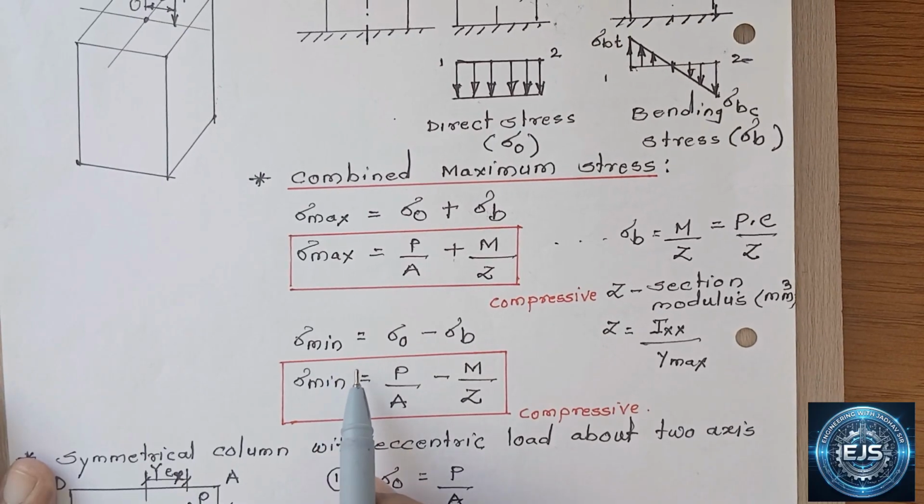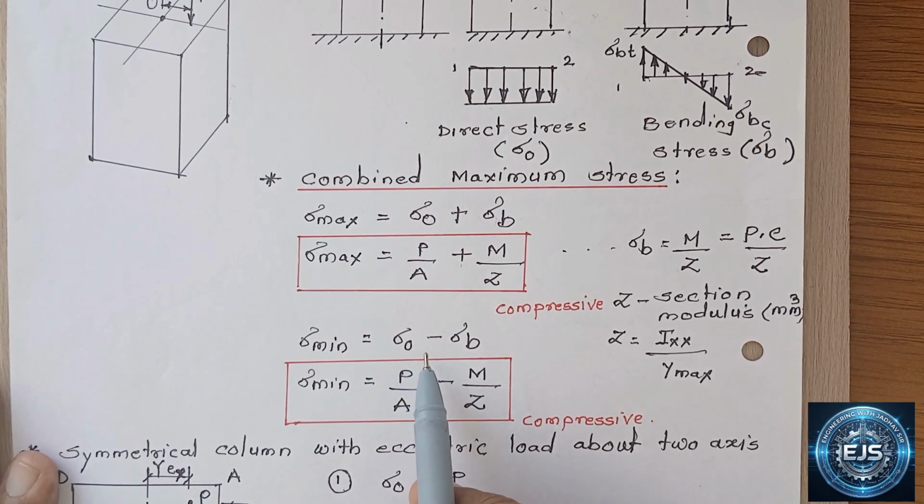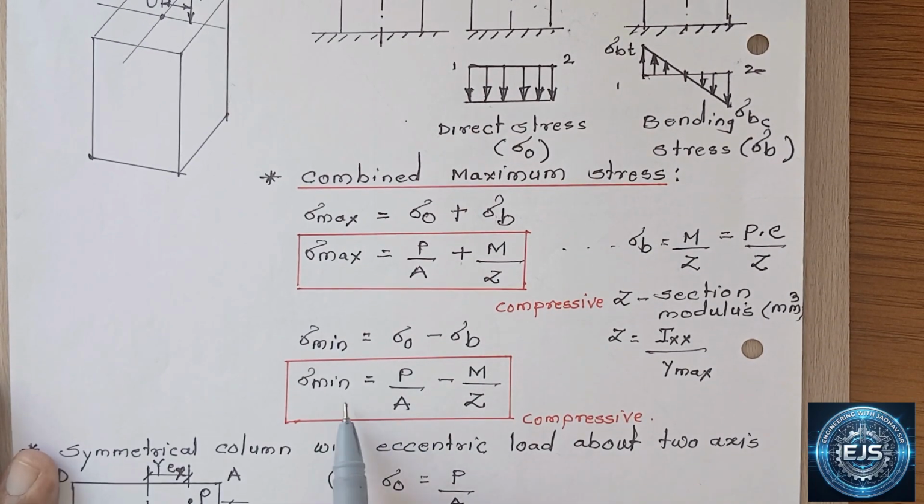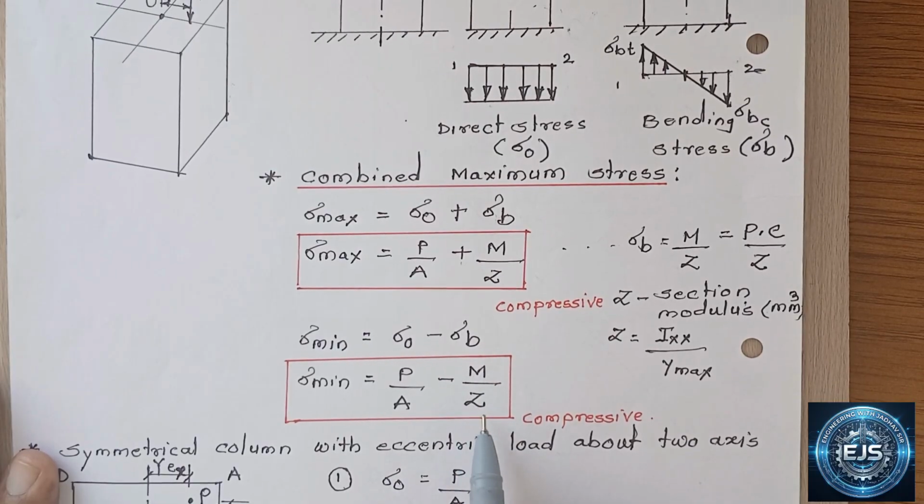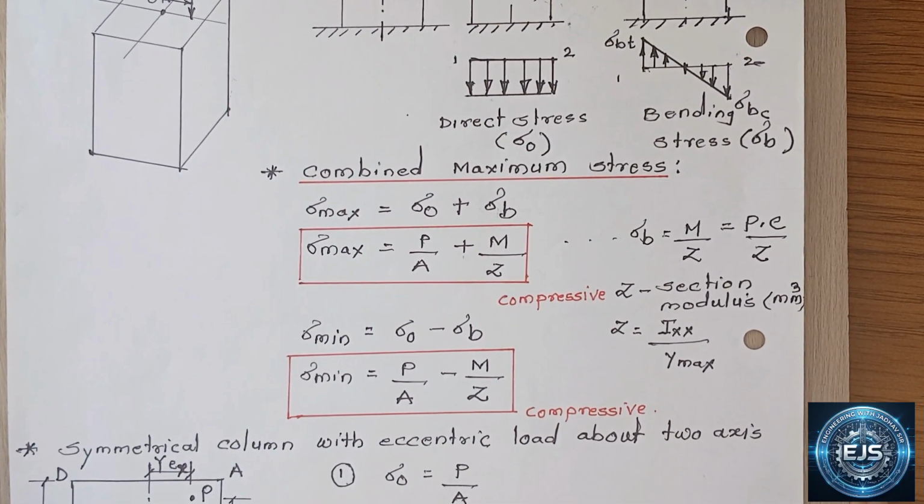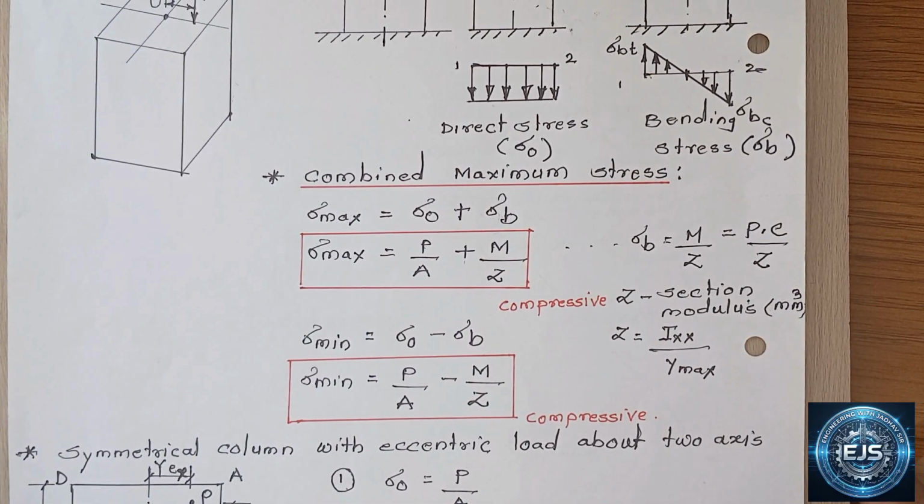Now minimum stress, combined minimum stress, sigma min is equal to sigma naught, that is direct axial stress, minus sigma b, where sigma minimum is equal to axial stress P by A minus M by Z. This is also compressive. Both are compressive in nature. So this is about eccentric load about only one axis. ये eccentric load about only one axis है, एक axis को ही eccentric है.